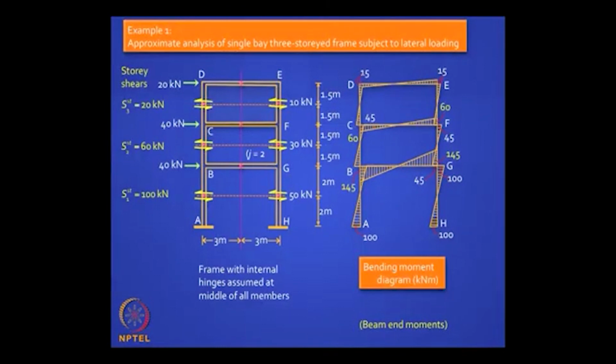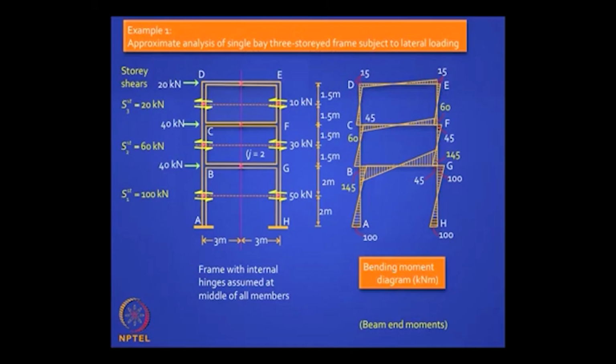You just have to multiply the column shear by h by 2. That is all you have to do. So it is very easy, and so you can draw the shape of the bending moment diagram drawn on the tension side, and the lower story columns will have a moment 50 into 2, which is 100. The middle story will have 30 into 1.5, right, because the second story has a height of 3 meters, it turns out to be 45, and the top story column will have end moments equal to 10 into 1.5, which is 15. This much is clear.